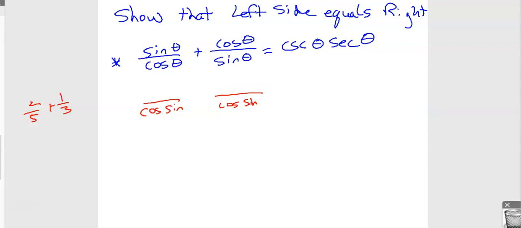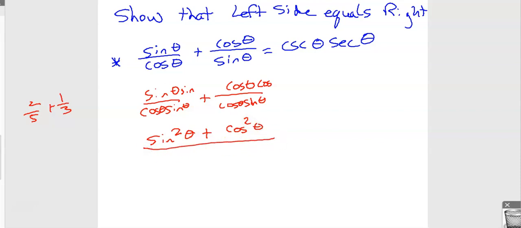And just to save a little bit of time, these are all thetas, right? Sometimes I forget to write the theta until I get to the final answer, but they all have thetas with them. So you still have the sine up top and cosine. But notice what I multiplied by: I multiplied by sine here, and here I multiplied by cosine. So I'm going to end up getting sine squared theta plus cosine squared theta, now combining those fractions over cosine sine.